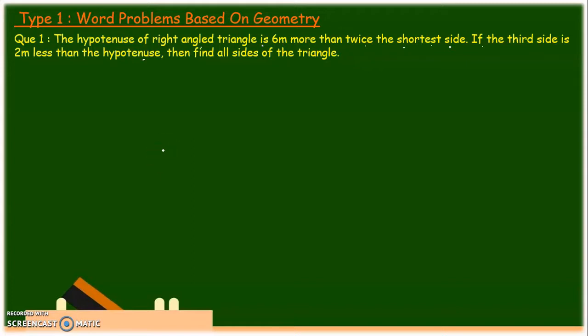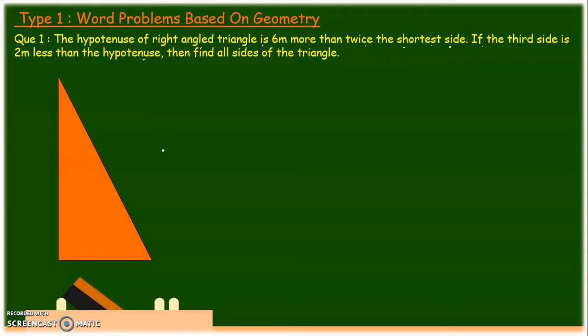So let's take one right angle triangle here. This is our right angle triangle. Here a is the shortest side, another side is b, and h is the hypotenuse. If you check the first condition, the hypotenuse of a right angle triangle is 6 meters more than twice the shortest side. This is the first condition given. The hypotenuse h is equal to 6 plus twice the shortest side. So here a is the shortest side, so h equals 6 plus 2a.